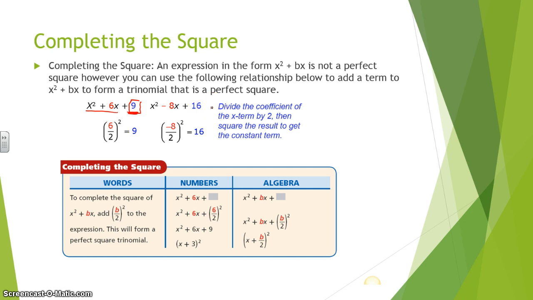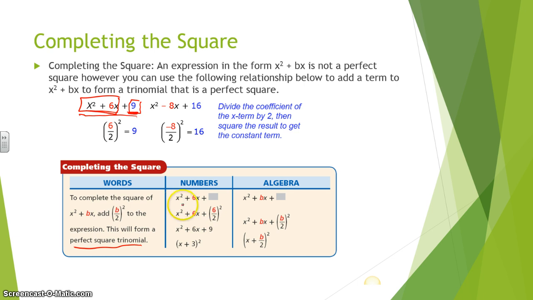Our chart below shows the word definition, how it would look with numbers, and then the algebra behind this. To complete the square of x squared plus 6x, what you'll do is take b divided by 2 squared, and add that to the expression, and this will form a perfect square trinomial. So before you might have just had this, but then you did b divided by 2 squared to finish it off to have it be a perfect square trinomial.